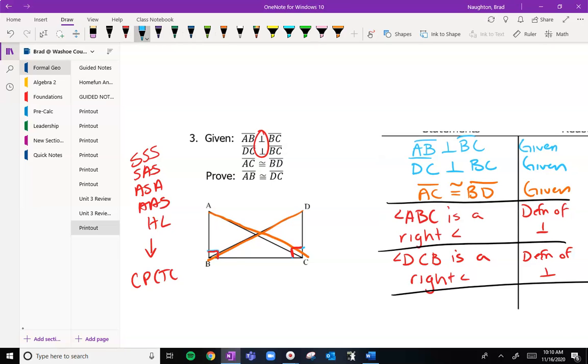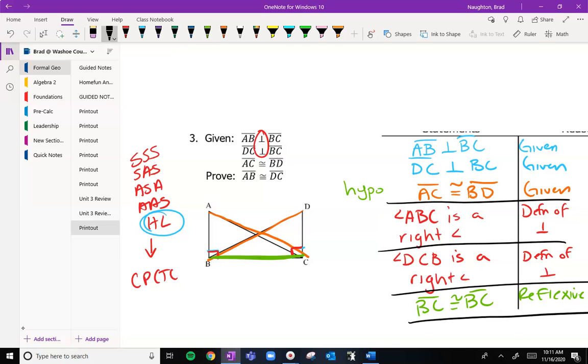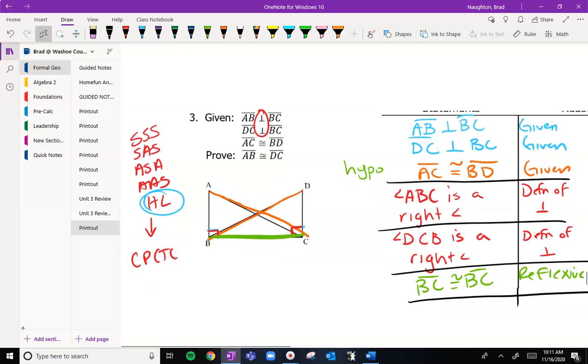Now, I'm going to go ahead and take a look at what we got. Because I have right angles, I'm thinking HL. So let's go ahead and see what side this is that we have in orange. That is your hypotenuse. Ooh, is there any way that those two triangles share a leg? They do. So we're going to say that BC is congruent to BC, reflexive. Yay! The triangles are the same.